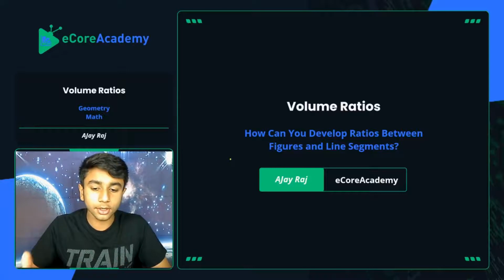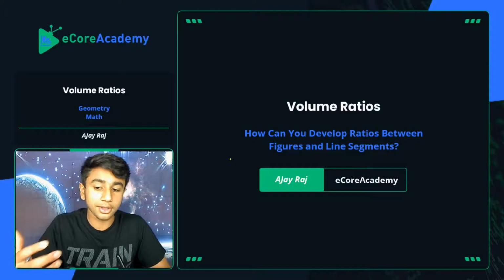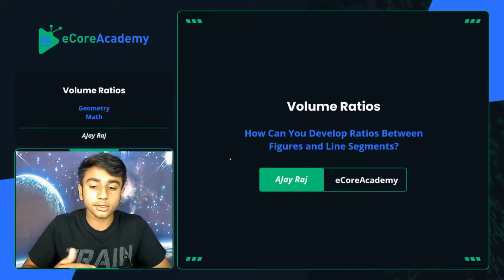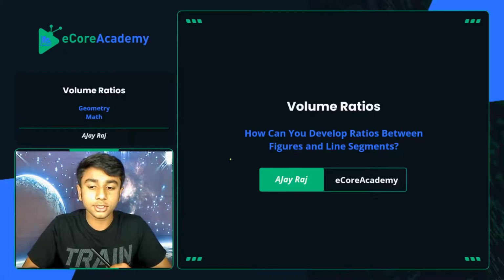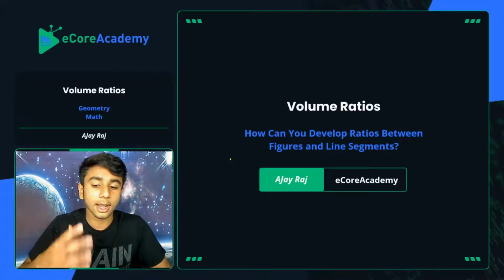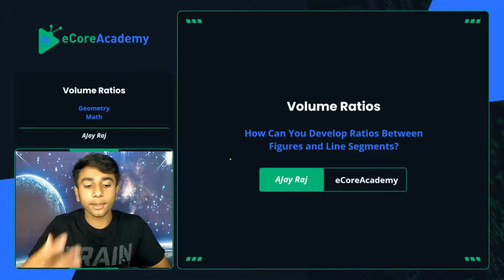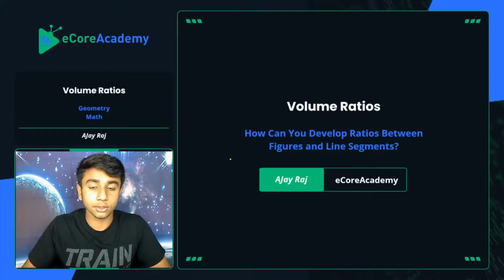As I was saying, today we're going to look at volume ratios, and we're going to answer this question: how can you develop ratios between figures and line segments? So I'm going to be moving between figures, line segments, and of course our three-dimensional prisms, which fall under figures, and we're going to be showing you that transition all throughout. This is going to cap off all of these relationships, and now we're going to be moving into more complex topics and a bit of a transition into Algebra 2. We're almost all the way there through this geometry course, so let's power through the rest.